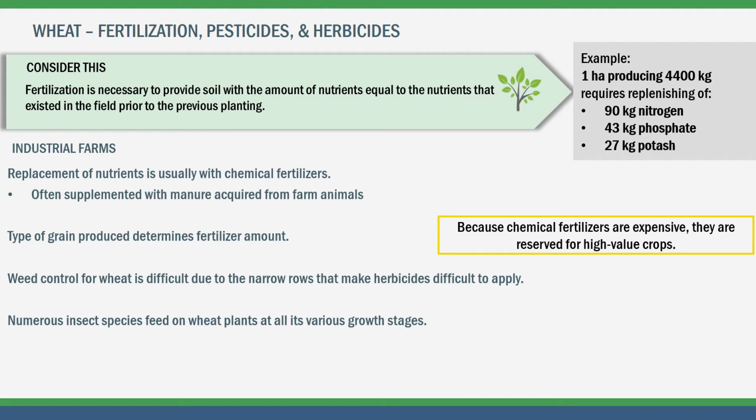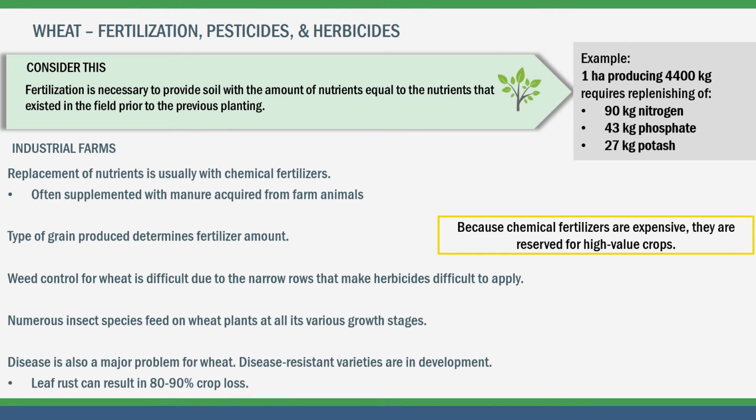Numerous insect species will feed on wheat plants at any of their growth stages. However, most damage is not severe enough to require the use of expensive insecticides. Disease, on the other hand, can be a major problem for wheat. Leaf rust can result in 80 to 90% crop losses. Resistant strains are always under development, but fungi like leaf rust have a wide range of genetic variability and can readily mutate to overcome resistance.